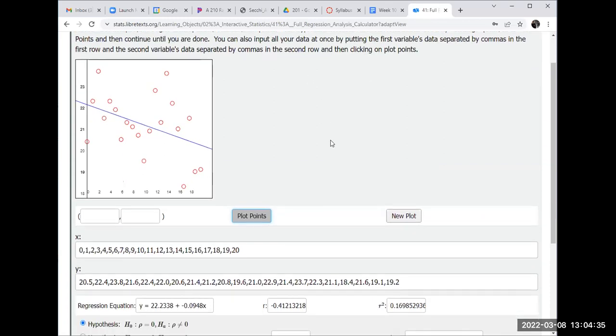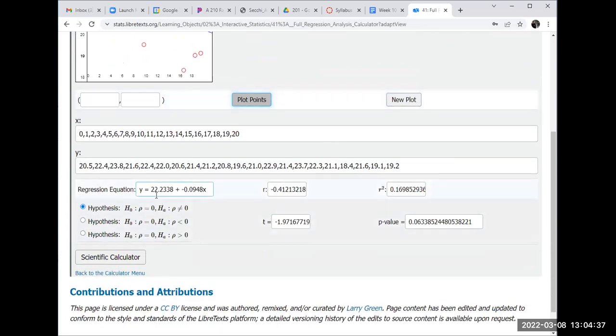Okay, so now let's see what we get. So we get y equals 22.2338 plus negative 0.0948x. But now we have r is negative 0.41, much closer to 0 than what we had before. And r squared is only 17%, which is actually a very small percent compared to 84%, which is what we had last time for the beginning years.